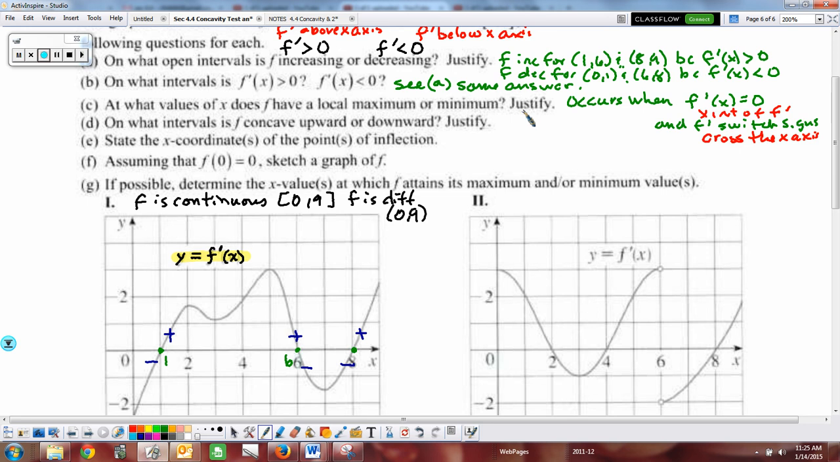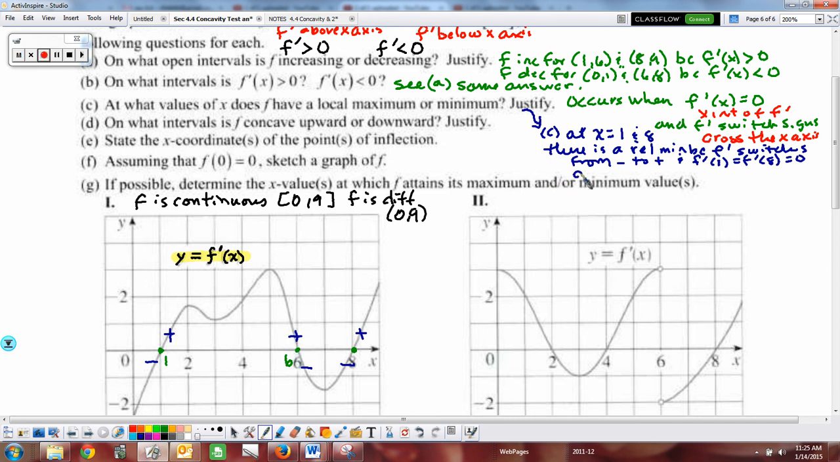So our answer to C is going to be that at x equal to 1 and 8, there is a relative min because f prime switches from negative to positive, and of course f prime of 1 equals f prime of 8 equals 0.